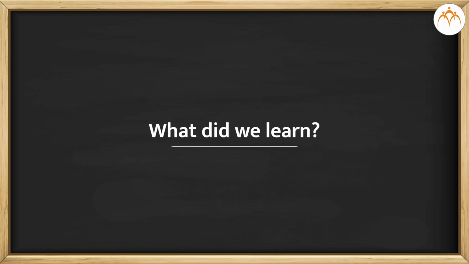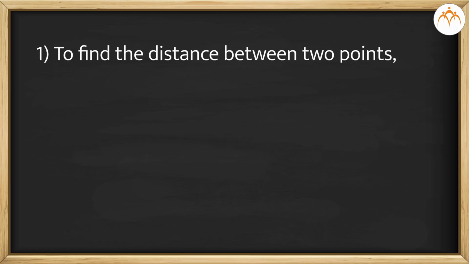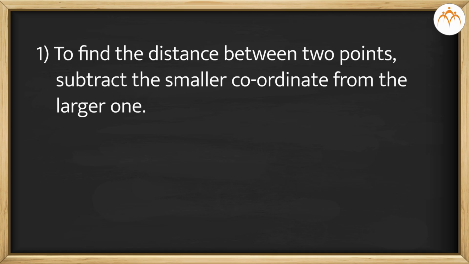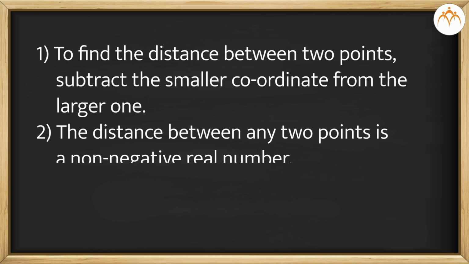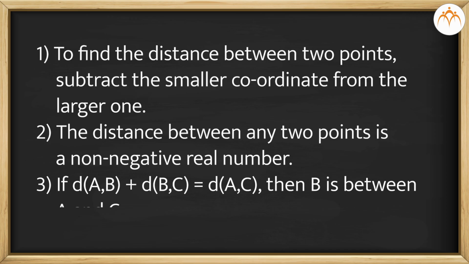What did we learn? To find the distance between two points, subtract the smaller coordinate from the larger one. The distance between any two points is a non-negative real number. If distance AB plus distance BC is equal to distance AC, then B is between A and C.